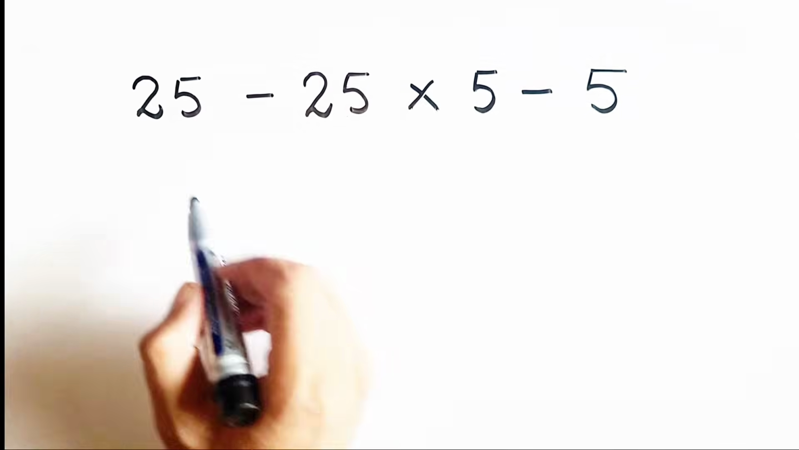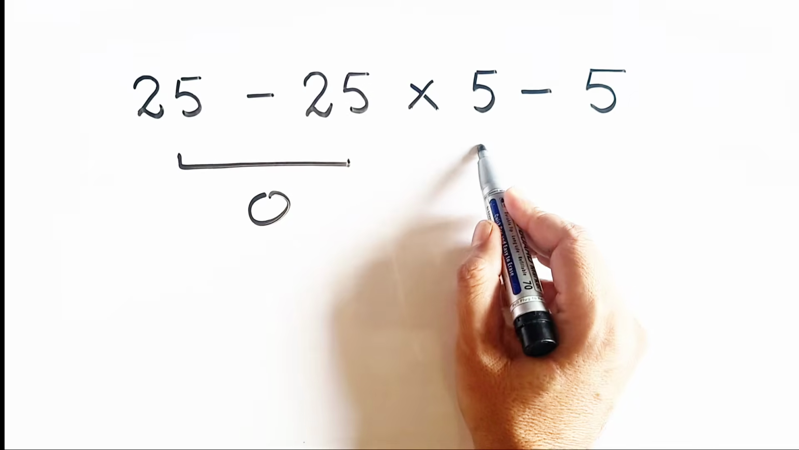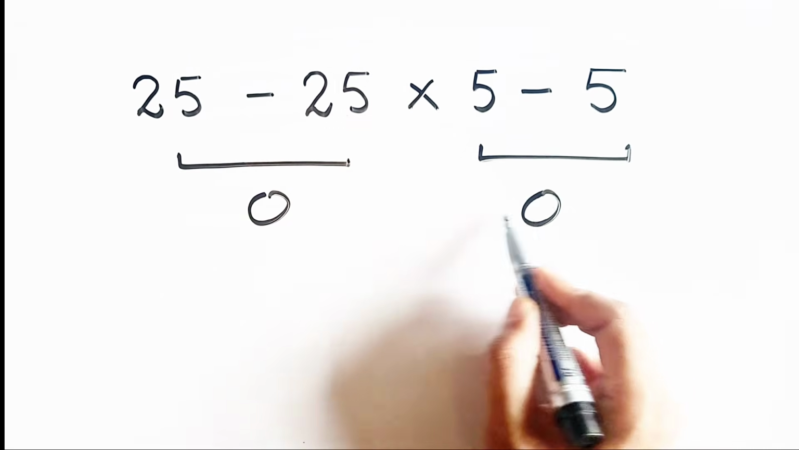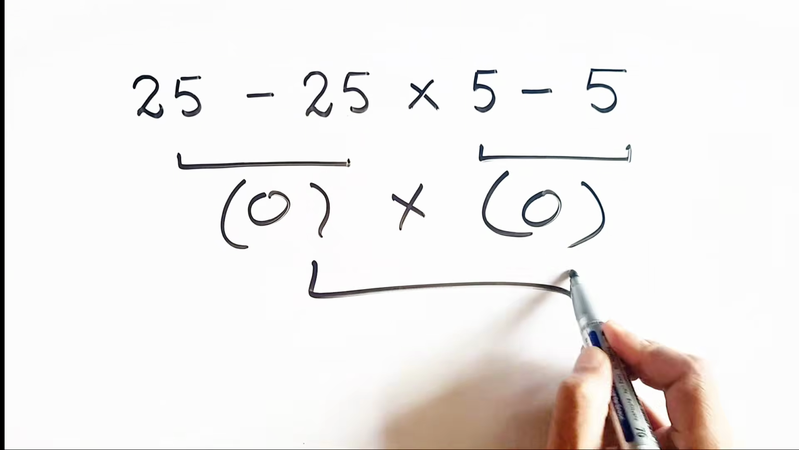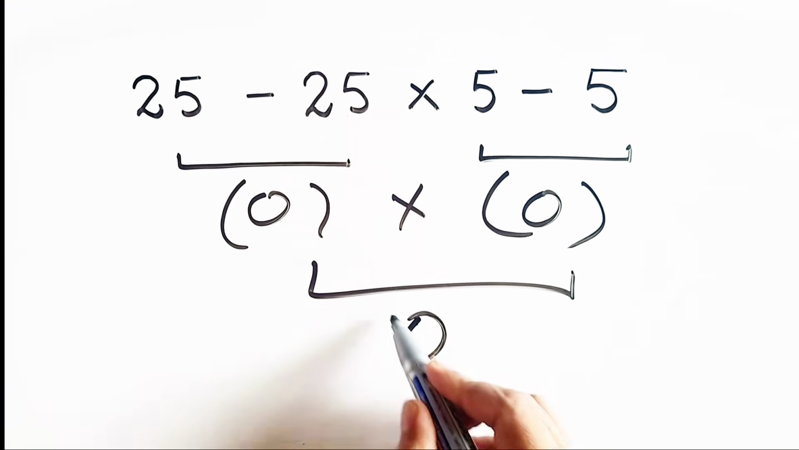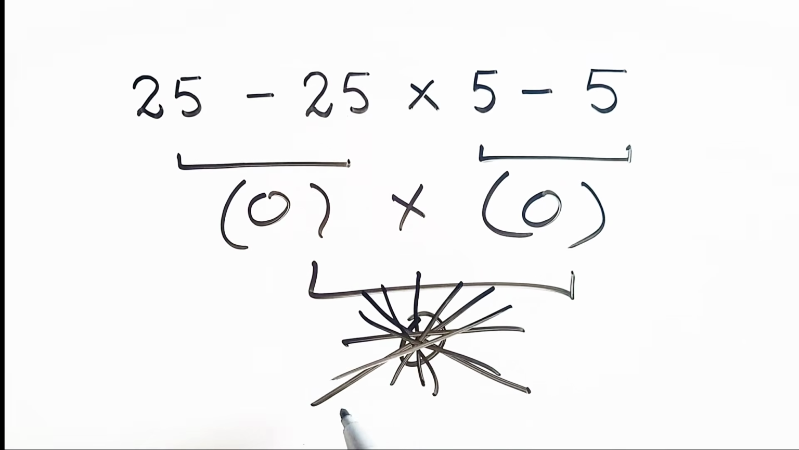Look at this question. 25 minus 25 gives us 0. 5 minus 5 is 0. 0 multiplied by 0 gives us 0. Hence, our calculation is completed. 0 is the answer. But remember that 0 is not correct.